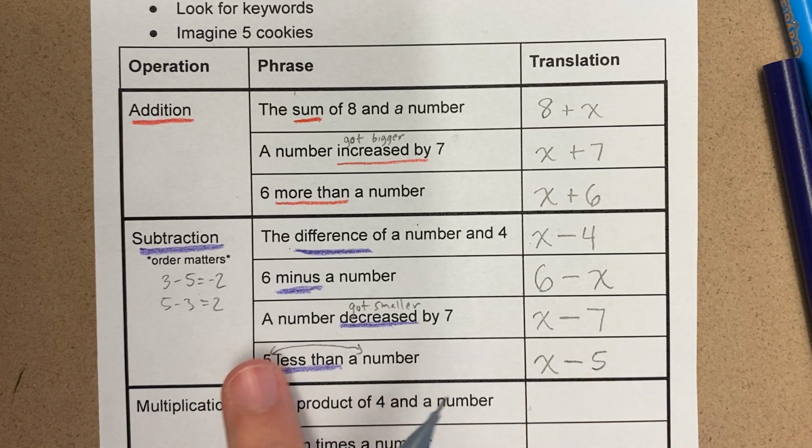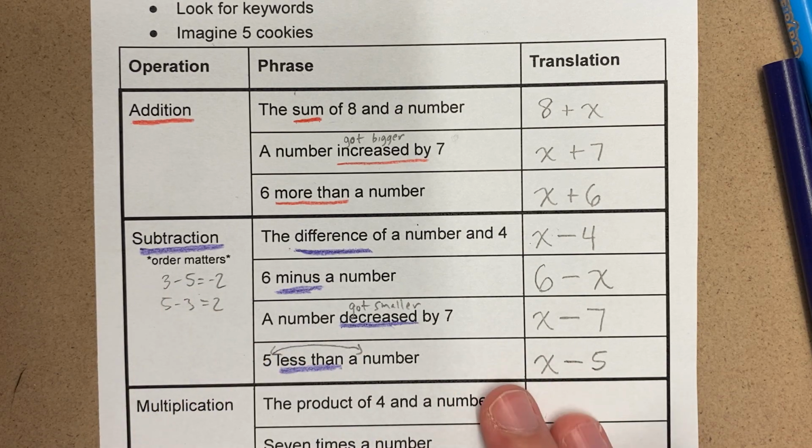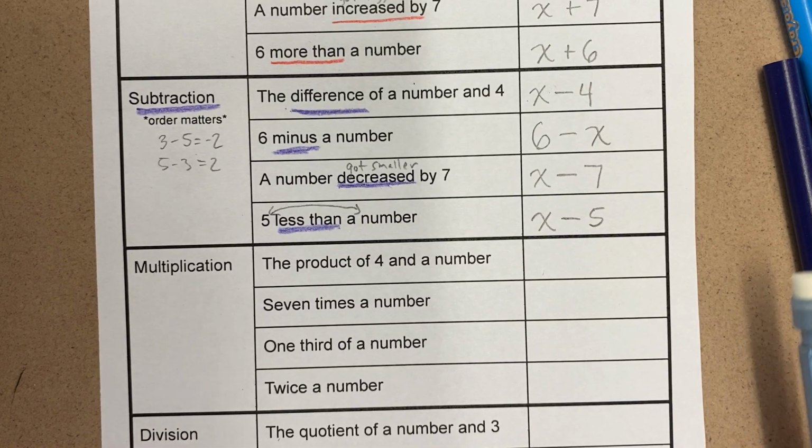Order matters, right? Remember, if x was 3, 3 minus 5 would be negative 2. And if I had it in the other order, it would be positive 2. Those are different numbers.